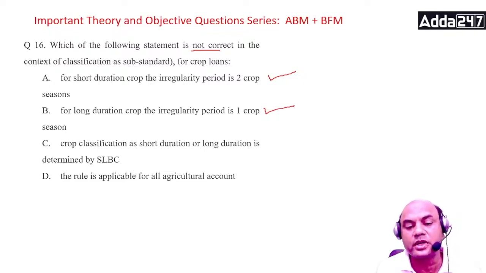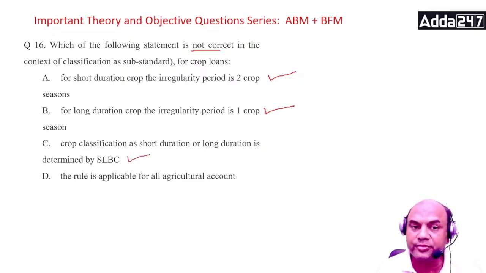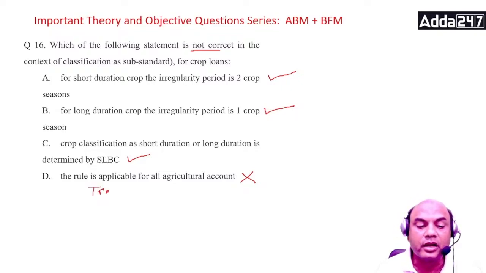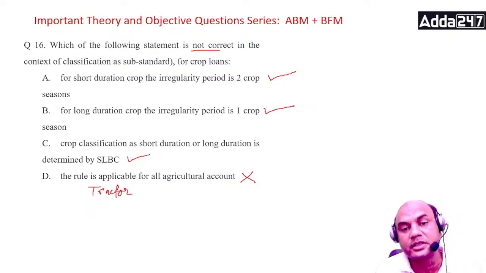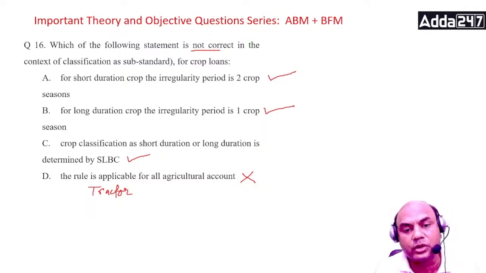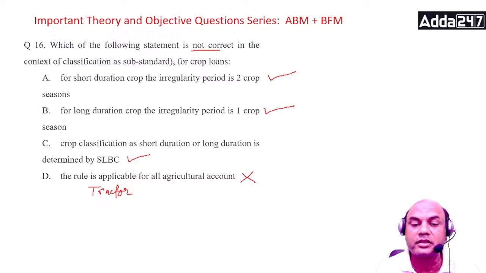Crop classification as short duration or long duration is determined by SLBC. So that is also correct. The rule is applicable to all agricultural accounts. That is wrong. Suppose if I take a tractor loan, then also it is applicable? Suppose I take a housing loan under agriculture as a farmer, then also it's applicable? It's not. The important point is this is applicable only to those crops. All the above three are correct, but it is not applicable to other agricultural accounts.